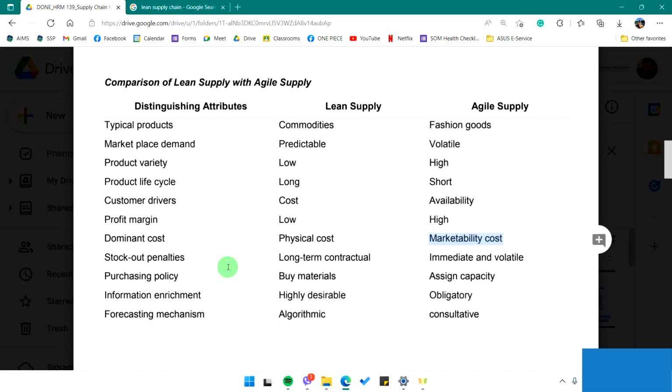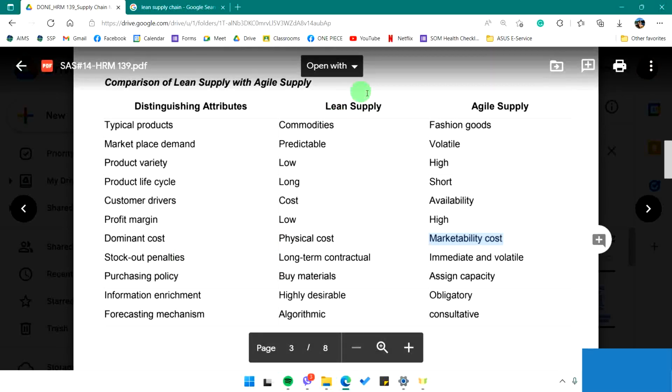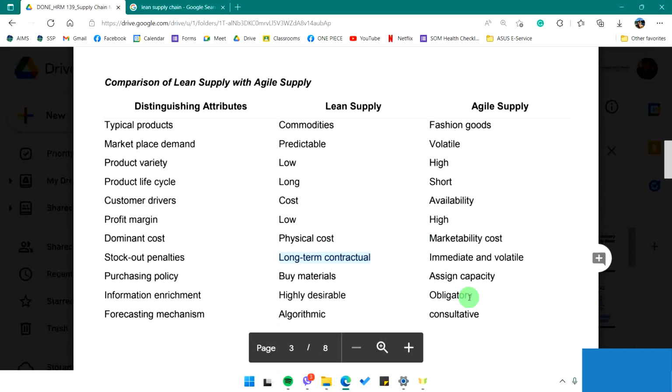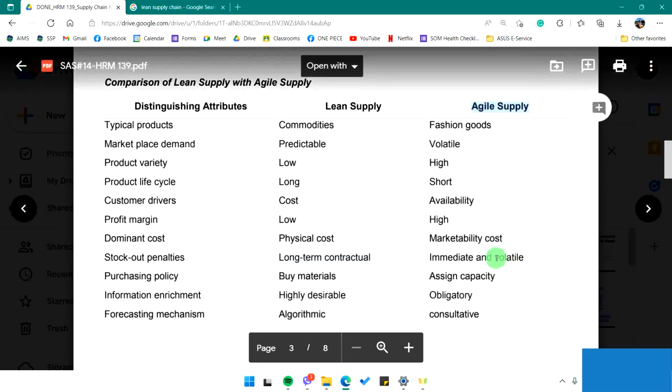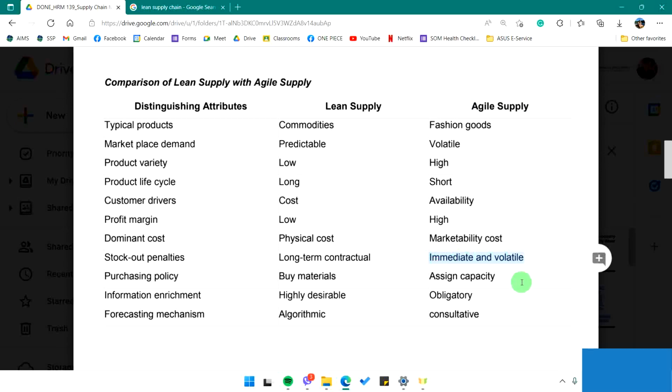Stock out penalties, long-term contractual and immediate and volatile. When we say stock out penalties, ito yung para siyang sort of like a shelf life ng isang produkto, no? Pag lean supply chain tayo, pang matagalan madalas yung mga produkto natin. Whereas compared with agile supply chain, more on immediate, kailangan maubos kagad, or volatile, kailangan since nagbabago-bago yung demand, kailangan mabilis mauubos yung mga produkto natin.